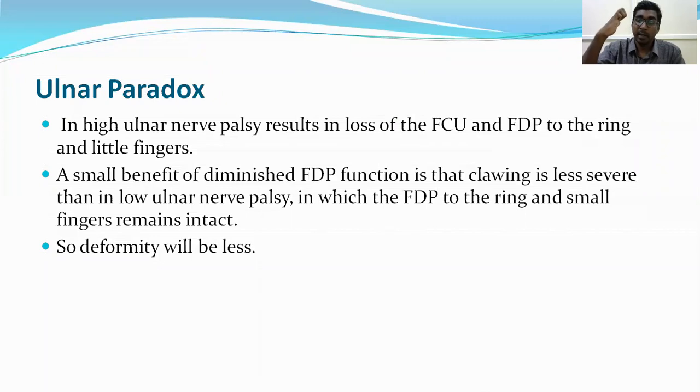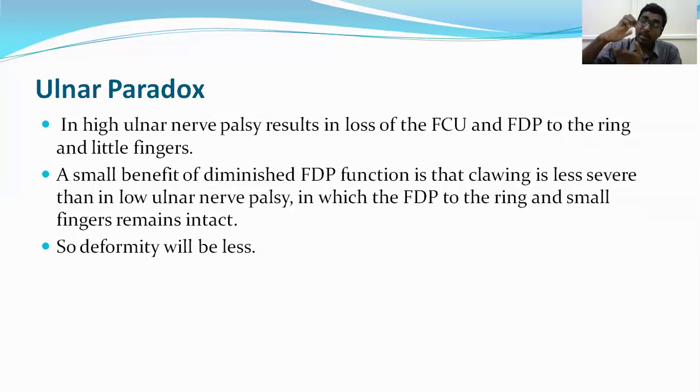So in high ulnar palsy, the nerve supply to the flexor digitorum profundus, that means proximal to the elbow, flexor digitorum profundus and flexor carpi ulnaris is also lost. So the flexion of the interphalangeal joint is lost. So the deformity will be less.